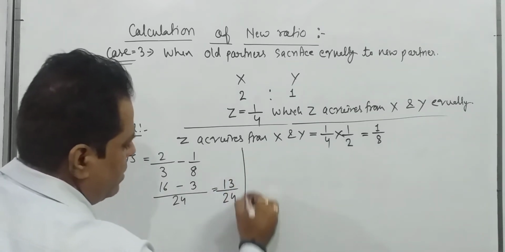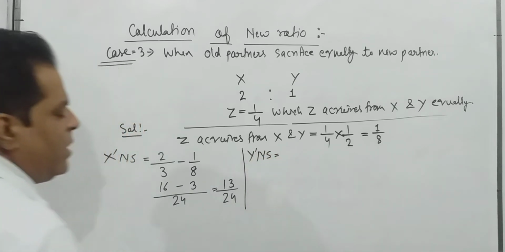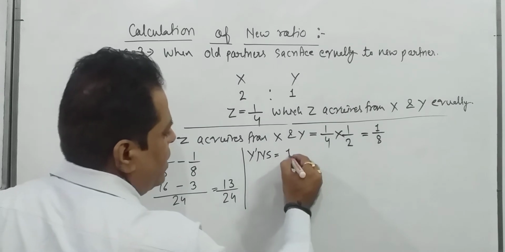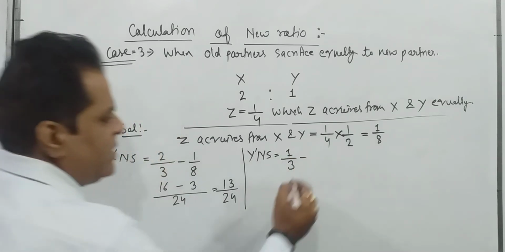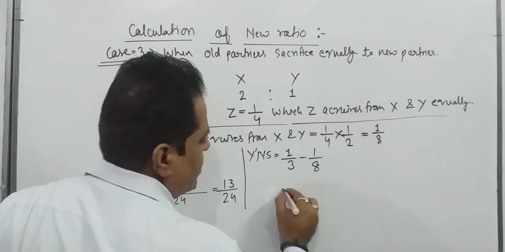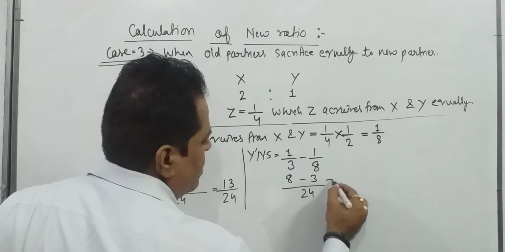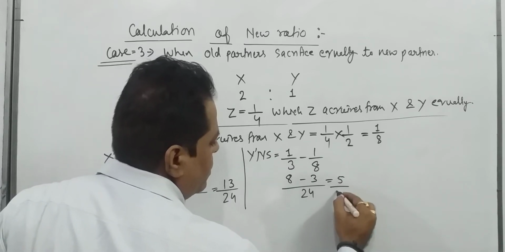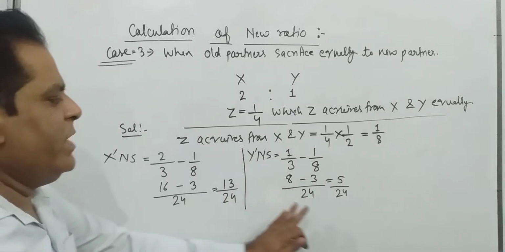After that, Y's new share. How much is Y's share? 1/3. How much is Y sacrificing? 1/8. So 5/24. This is X new share. This is Y new share.